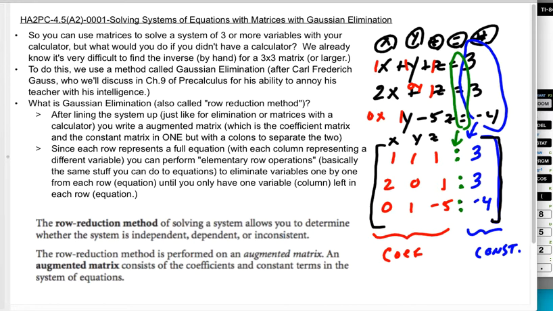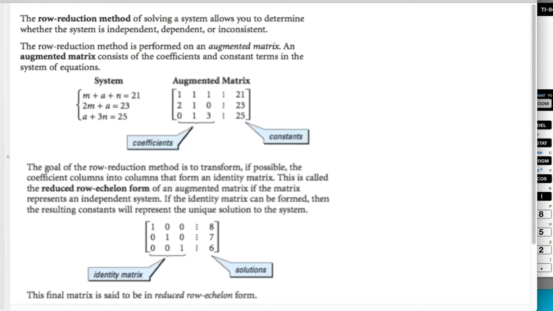Okay, so moving on. All right, so the row reduction method of solving a system of equations allows you to determine whether a system is independent, dependent, or inconsistent. This is really useful if your calculator fails. So this is useful if your calculator has an error, right? And we saw this at the end of the video for 4.4.